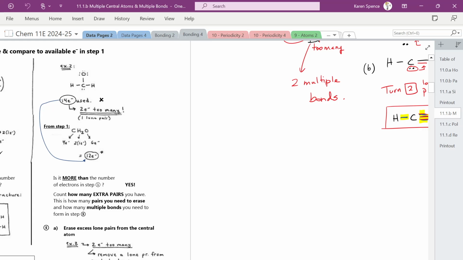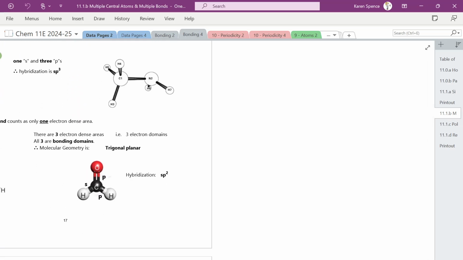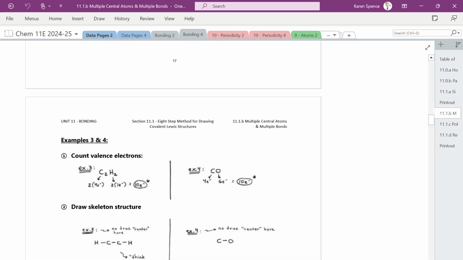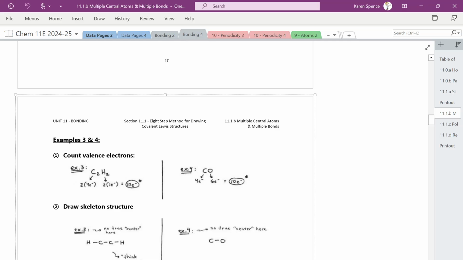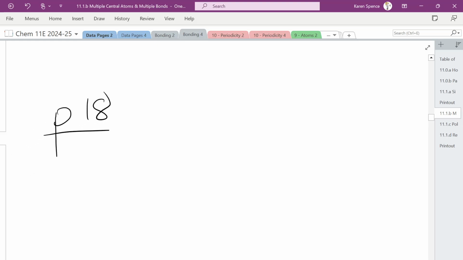Okay, we are on page 18. So we're on page 18 and we're going to be doing the Lewis structure for CO.